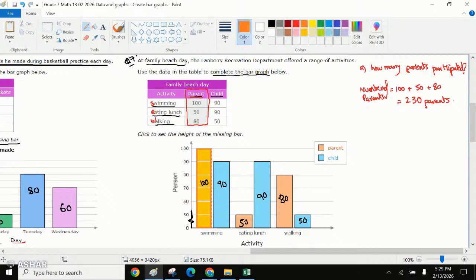Or they can say, part B, how many more children were interested in eating lunch as compared to the parents.